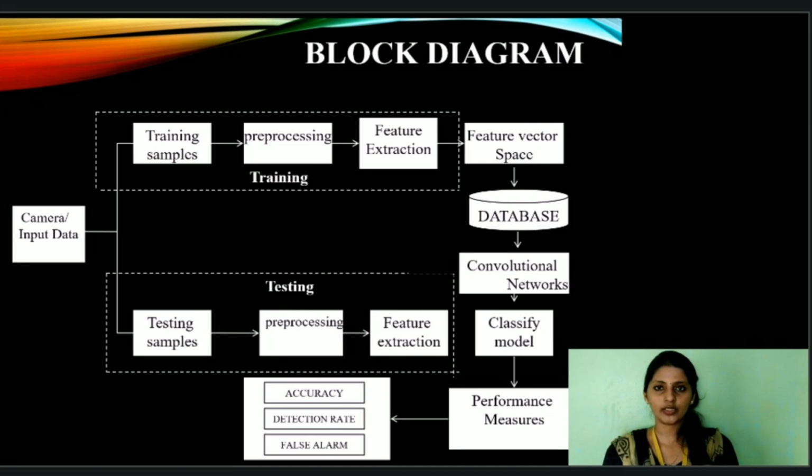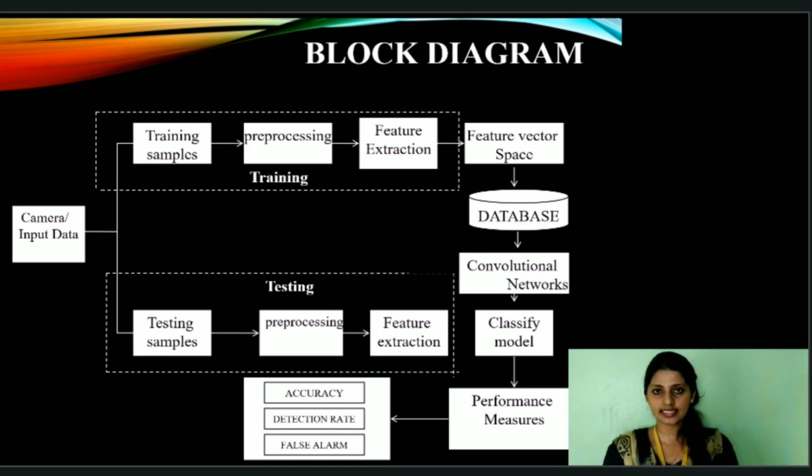Now, let us see the workflow. There are two different phases in this workflow. The first phase is the training phase and the second phase is the testing phase. In the training phase, the video input is given through the web camera. This video input is then sampled into frames, and these samples are called training samples. These training samples are then pre-processed using a method called CLAHE, which is contrast limited adaptive histogram equalization.